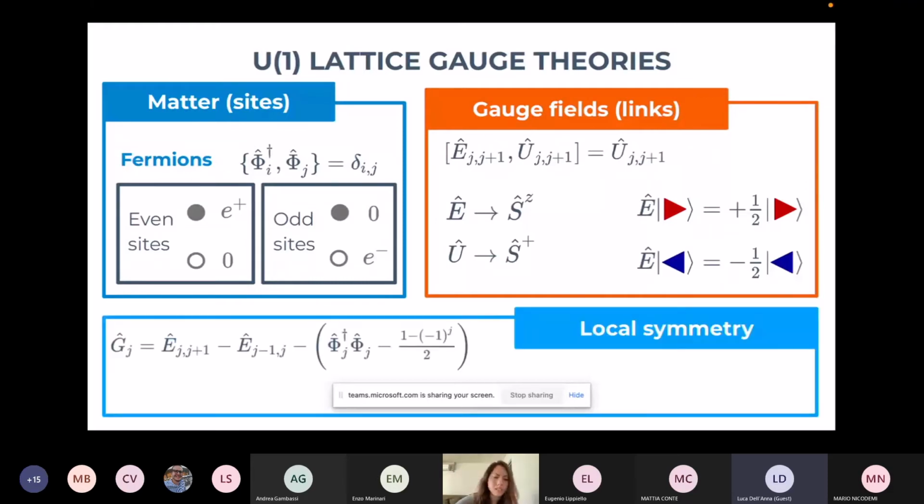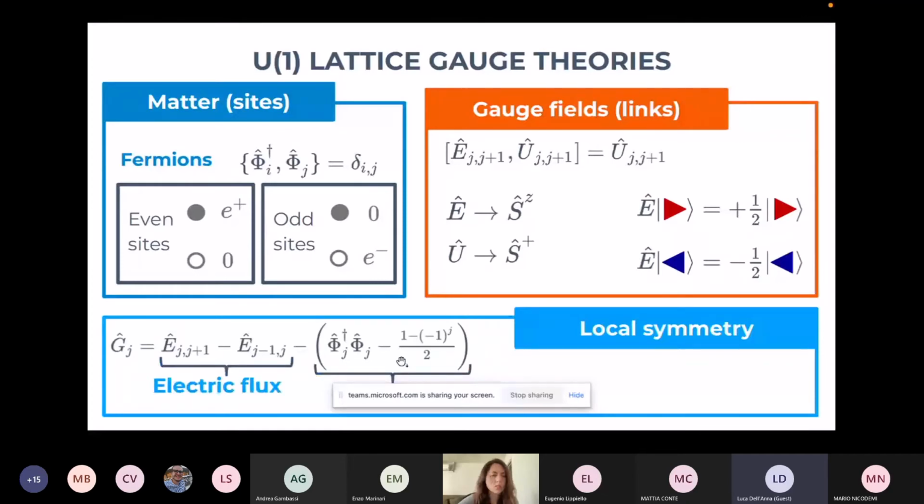And then the last thing is, of course, a gauge symmetry, so a local symmetry. And these G_j are the generators of the local symmetry. And here, this term is the electric field going out of site j. This is the electric field coming into site j, and this is the charge. So this is defined such that it is +1 for the positron, -1 for the electron, and 0 in the other case. Okay, so here we have the electric flux minus the charge.